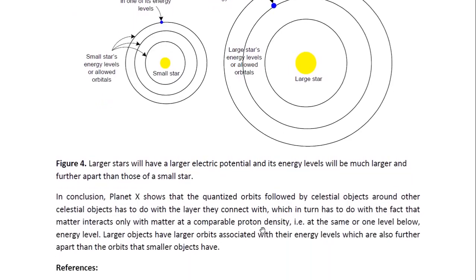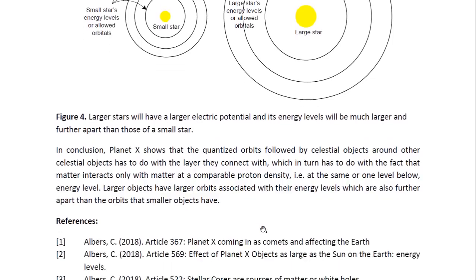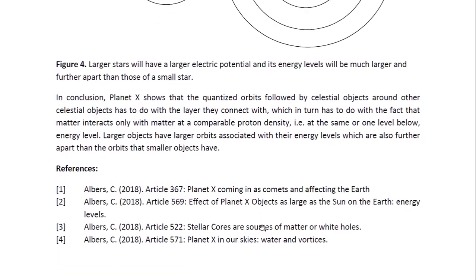So in conclusion, Planet X shows that the quantized orbits followed by celestial objects around other celestial objects has to do with the layer they connect with, which in turn has to do with the fact that matter interacts only with matter at a comparable proton density. In other words, at the same or one level below energy level. Larger objects have larger orbits associated with their energy levels, which are also further apart than the orbits that smaller objects have. And these are the references.